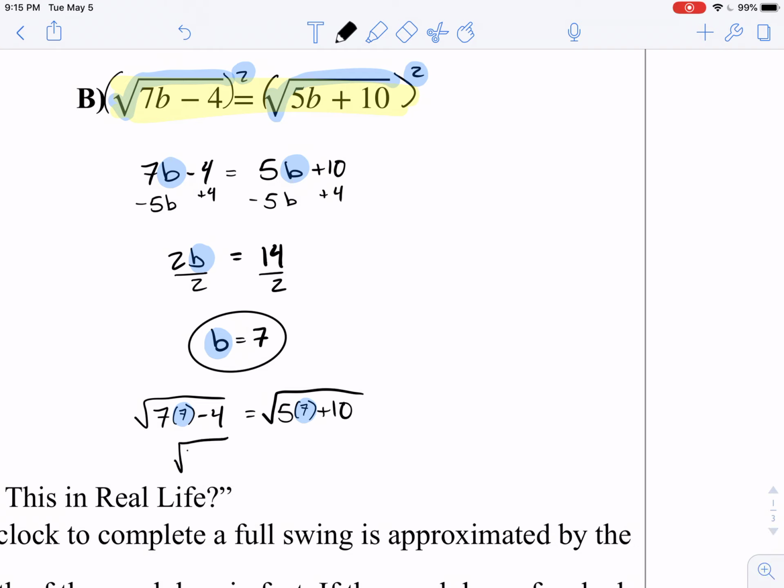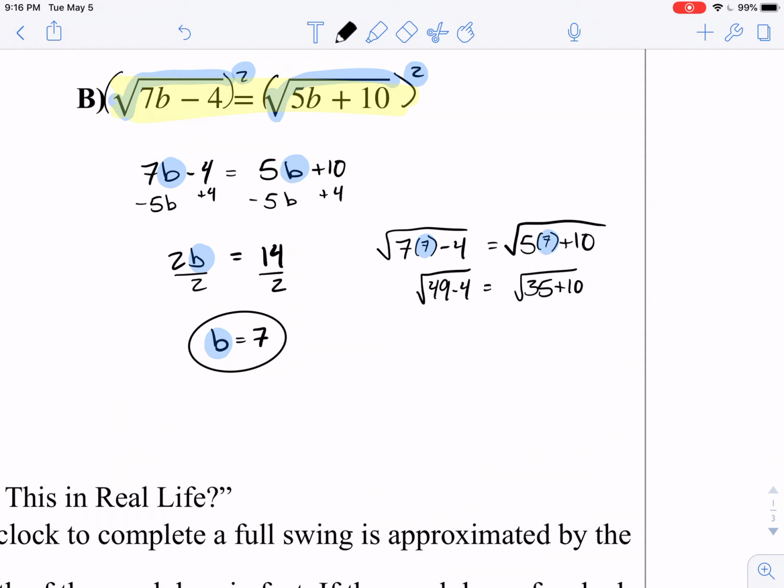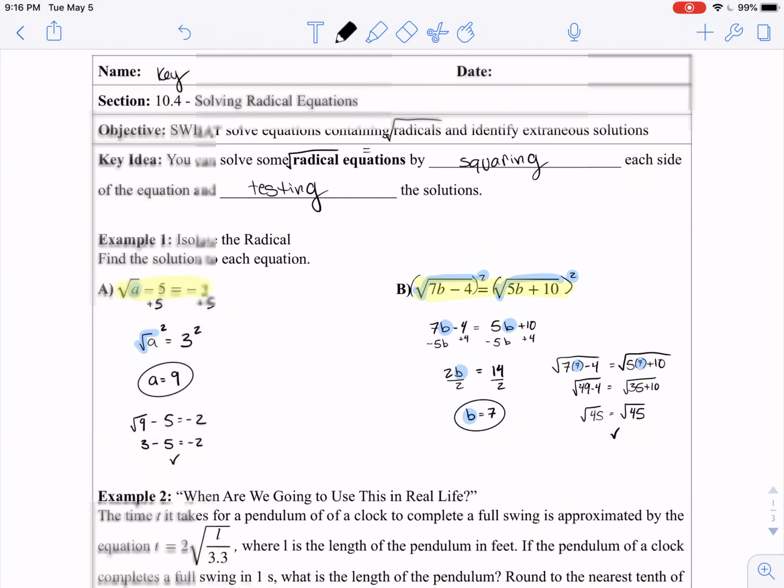On the left side, this gives us 49 minus 4, all under a square root. On the right side, 35 plus 10, all under a square root. 49 minus 4 is 45. 35 plus 10 is 45. And yes, the square root of 45 is equal to the square root of 45. So that's right. So far, so good. We are solving radical equations by squaring to get rid of the square roots.